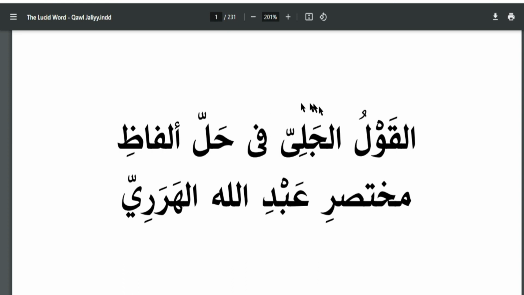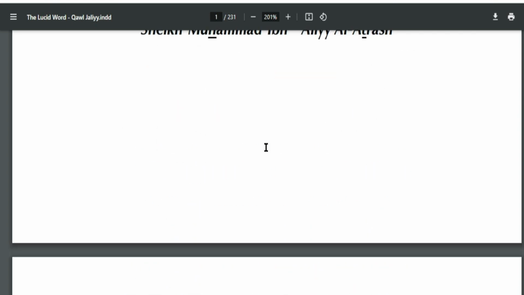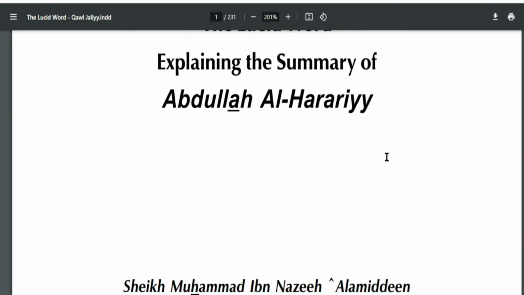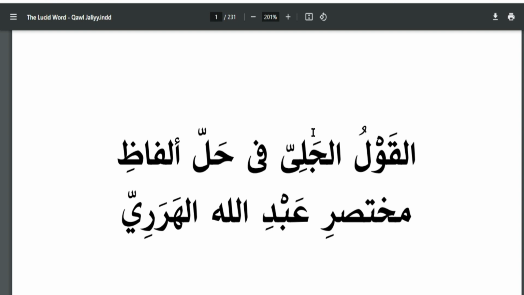Al-Qawl Al-Jaliyy, Jali means clear. So in this translation, they translated it as lucid. And qawl means a saying or a statement. So they translated it as word, the lucid word, Al-Qawl Al-Jaliyy.